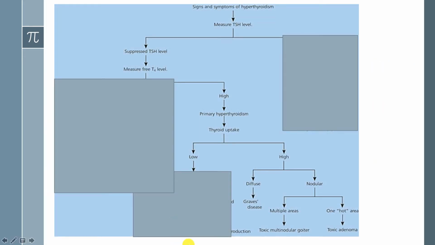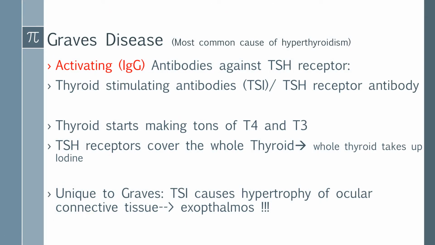Now, we discussed the low uptake. Let's talk about the high uptake. If it's nodular, we talked about the nodular ones. If it's multiple, it's toxic multinodular goiter. If it's a hot area, it's a toxic adenoma. We discussed this in part 1 of the lecture, and you could go in there and review it. If it's diffuse, if your whole thyroid is taking up the iodine, then it's the famous Graves' disease. Graves' disease is the most common cause of hyperthyroidism in the United States.